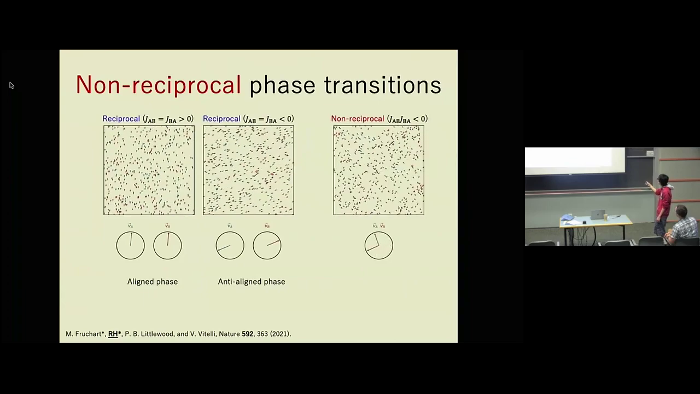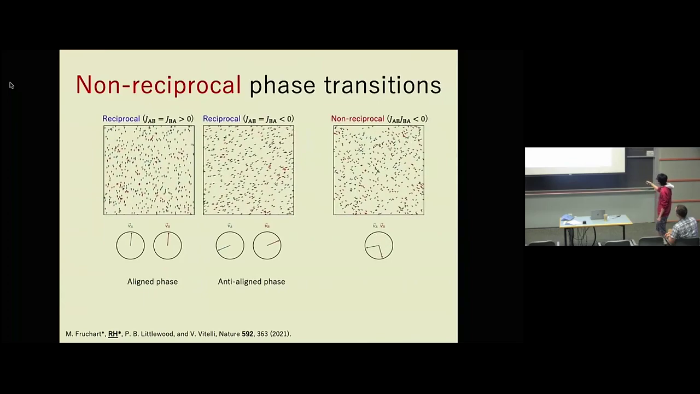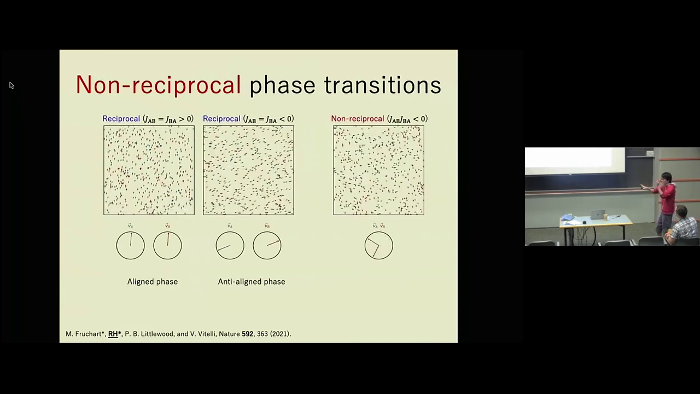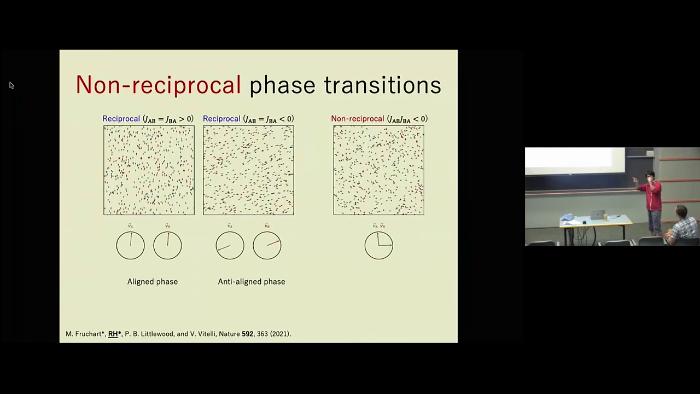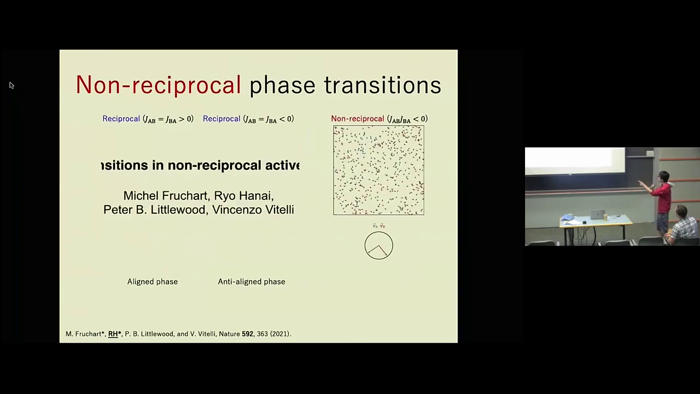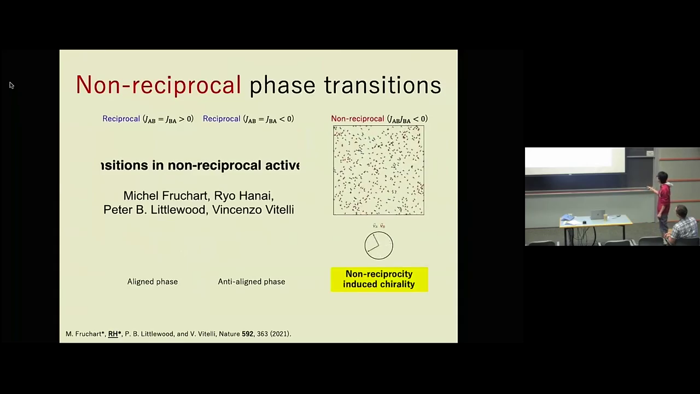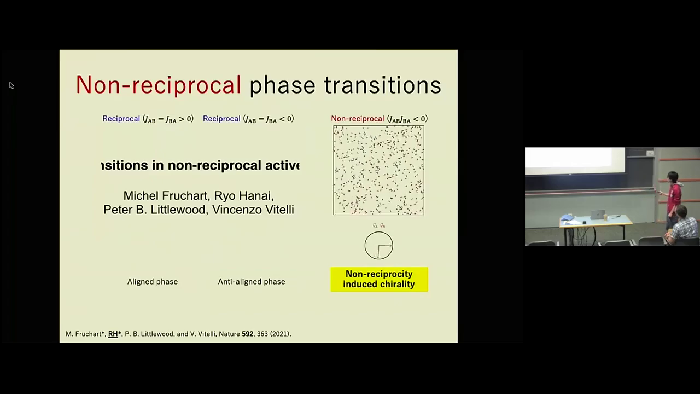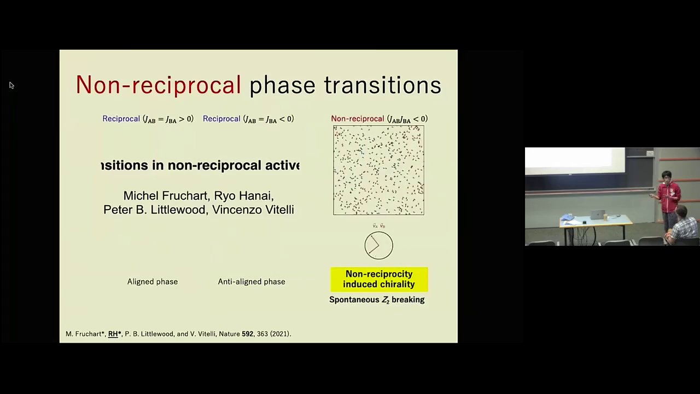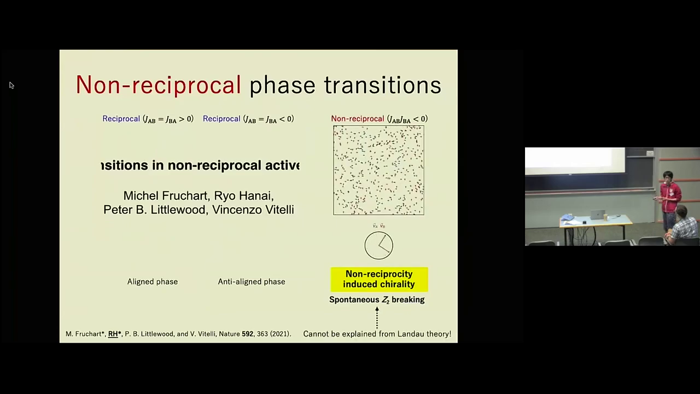My computer is probably heavy, but A and B are chasing each other like this. A and B are doing chiral motion. So there's a non-reciprocally induced chiral symmetry breaking. This is associated with spontaneous symmetry breaking that cannot be explained by Landau theory.